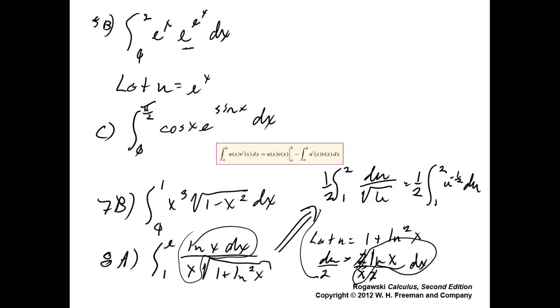It's not a pretty number. You have a square root of 2 in it, but that's fine. That's still a legitimate answer.